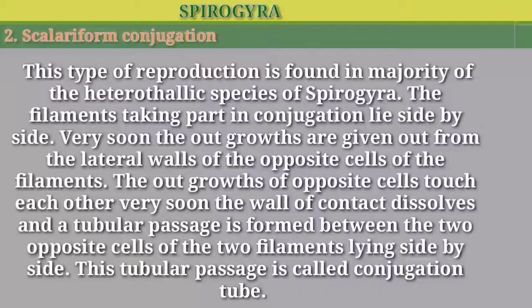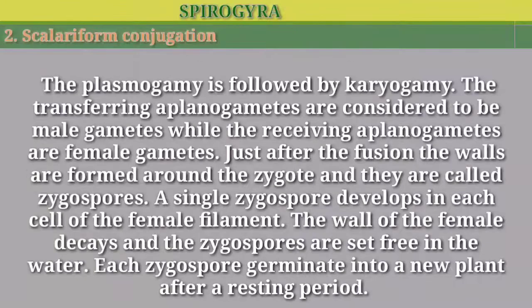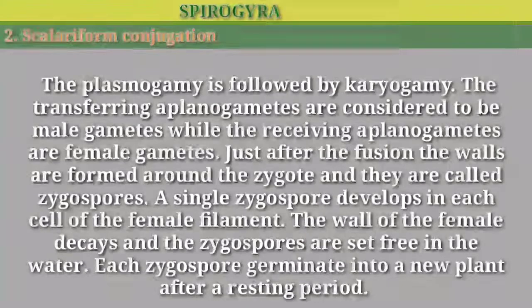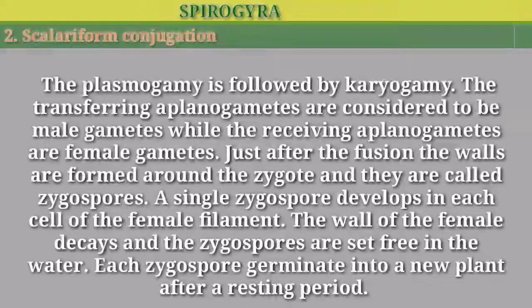Simultaneously the contents of the cells retract and aplanogametes are developed. A single aplanogamete is developed in each cell. The aplanogametes formed in the cells of one filament pass into the opposite cells of the other filament through conjugation tubes. The plasmogamy is followed by karyogamy. The transferring aplanogametes are considered to be male gametes while the receiving aplanogametes are female gametes.